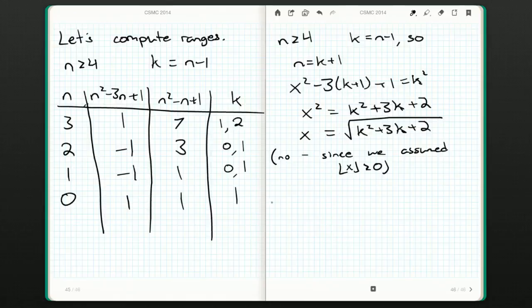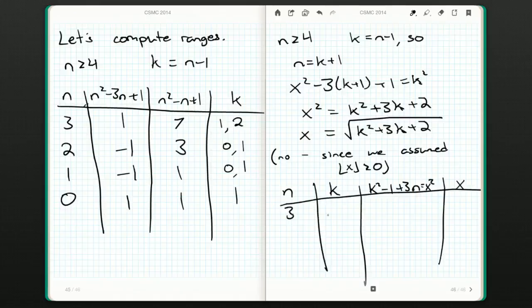Okay. So if n is equal to 3, we could have k equals 2. And that means that, so n, we know n is 3, k is 2. Actually, let's make another little chart. N, our possible k values are k squared minus 1 plus 3n, which is equal to x squared, and then the x. So n is 3, we can have 1 or 2. N is 2, we can have 0 or 1.